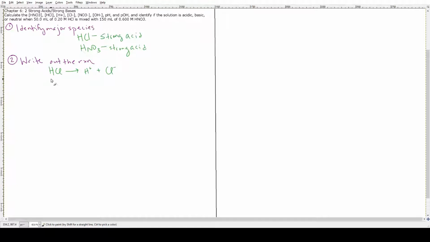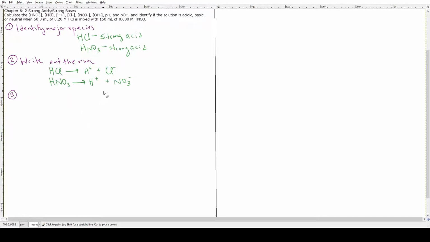Okay, then we also have HNO3, also strong, so one-sided arrow, NO3 minus. I hope you like the dinosaur colors that I picked for you. People were saying the color choices I was using were boring.